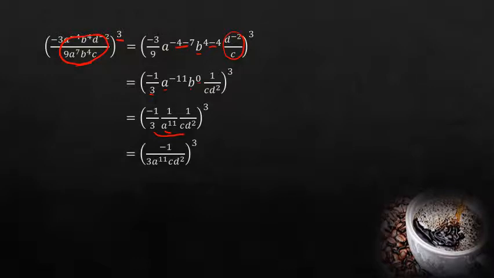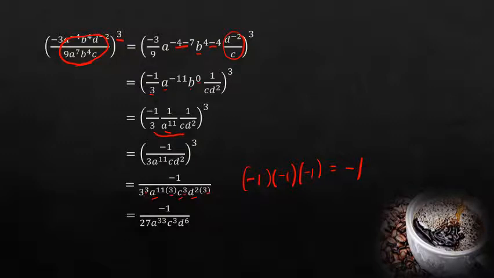So we simplify first. Times 1, that's negative 1. Then when we raise that to the power 3, negative 1 times negative 1 times negative 1, of course, that is still negative 1. So that's why we have a negative 1 on the numerator. And then we raise 3 to the power 3, a to the power 11 to the power 3, c to the power 3, d squared to the power 3. So finally, we get negative 1 all over 27a to the power 33, c cubed, d to the power 6.